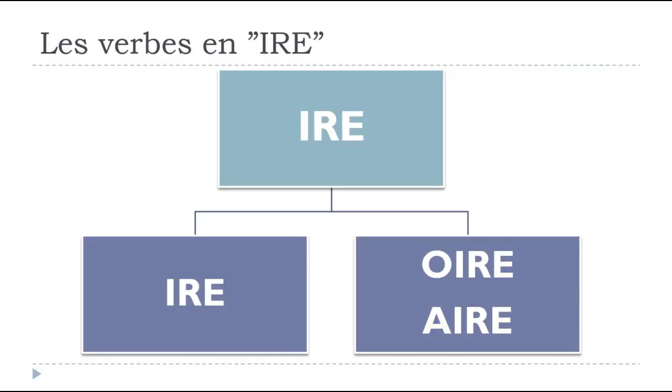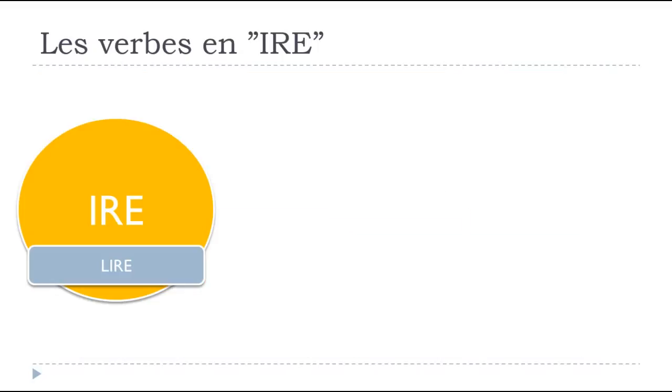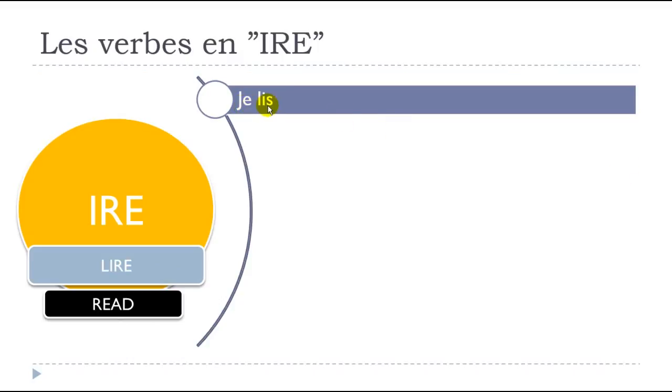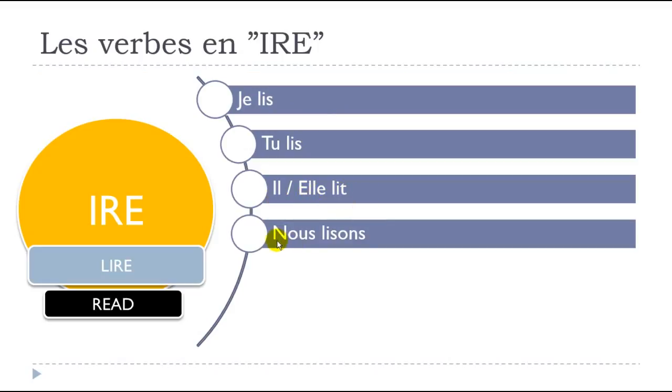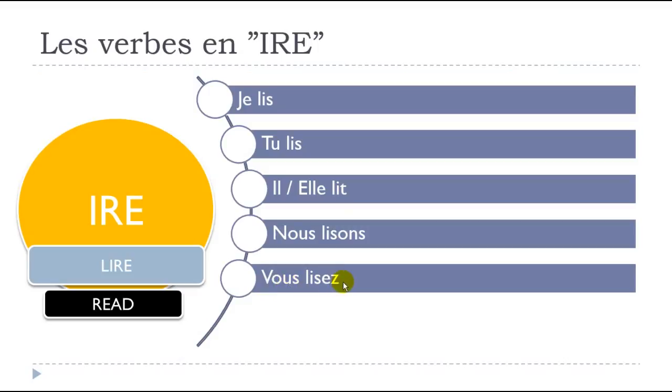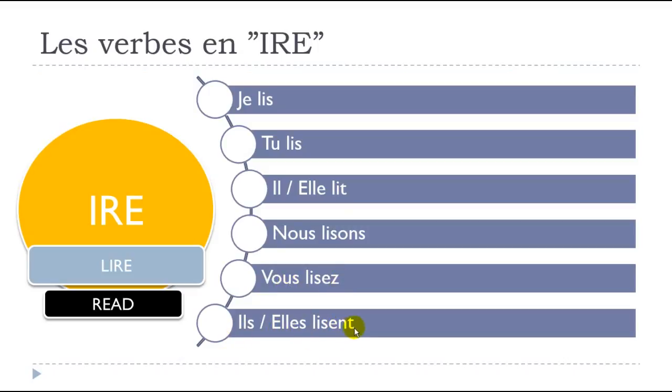Alright, my advice for this video is to make a list on your own and try to learn them by heart, because it will be the only way to remember them. Okay, but let's start with the first group, IRE. So the first verb that we'll see is lire, and lire means to read. Okay, so je lis, tu lis, il lit, elle lit, nous lisons, vous lisez, ils lisent, elles lisent.